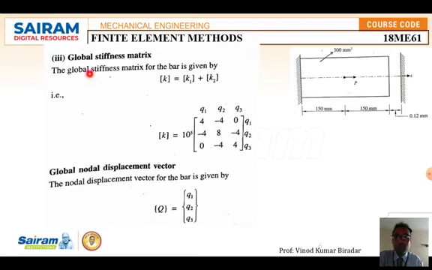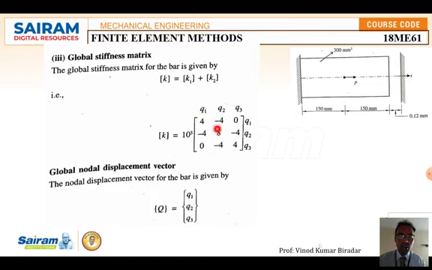So the global stiffness matrix is equal to what? The combination of K1 and K2. Since there are 3 nodes, it is a 3 by 3 matrix: 4, -4, 0; -4, 8, -4; 0, -4, 4. I will repeat how to take these values. How many nodes are there here? 3 nodes.